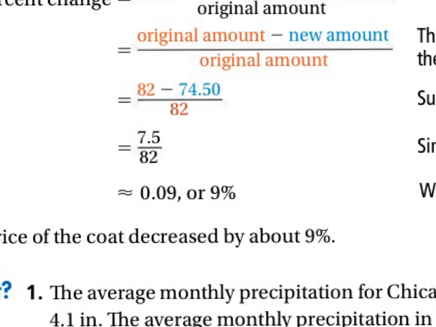If you subtract those, you'll get 7.5 or $7.50. That was the change. And then if we divide that by 82, it comes out to about 9/100ths, which would be 9%.